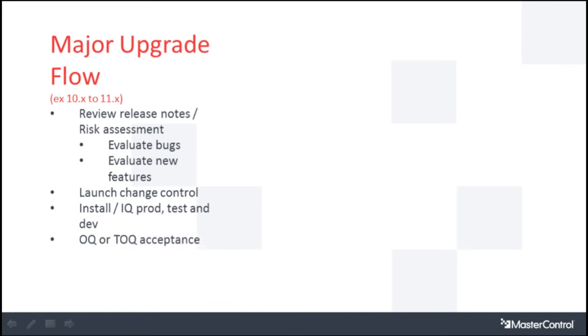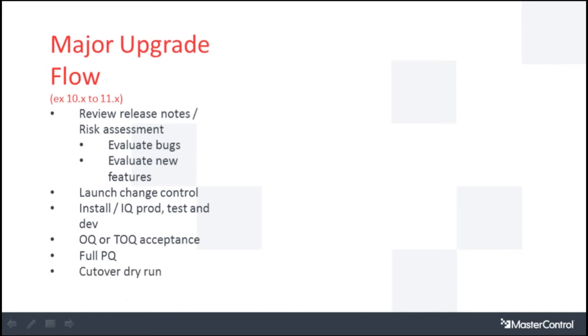Do your OQ or accept the TOQ, and then do a full PQ. This is basically what you executed at the time of your original install. You would execute the same thing with modifications included for the new features that you want to take advantage of, to make sure everything works the way it's supposed to.